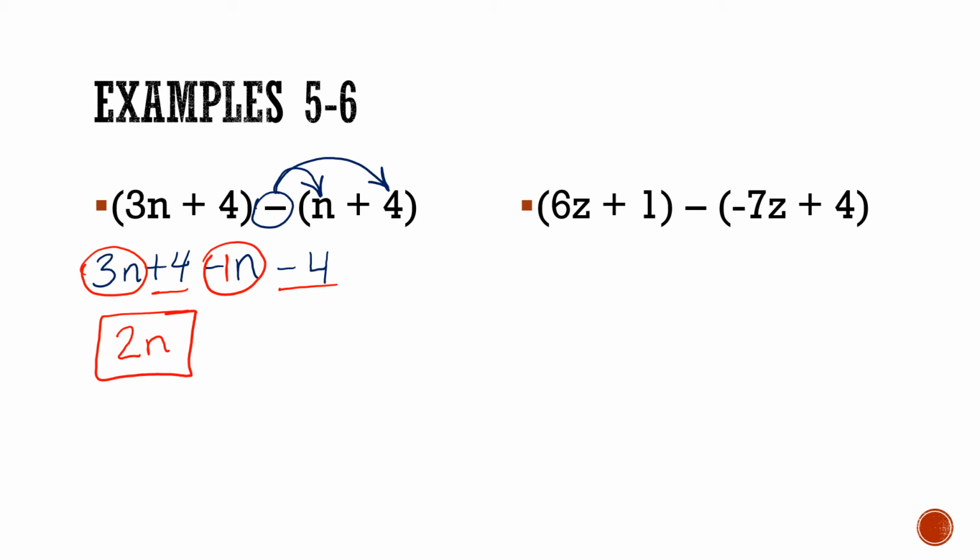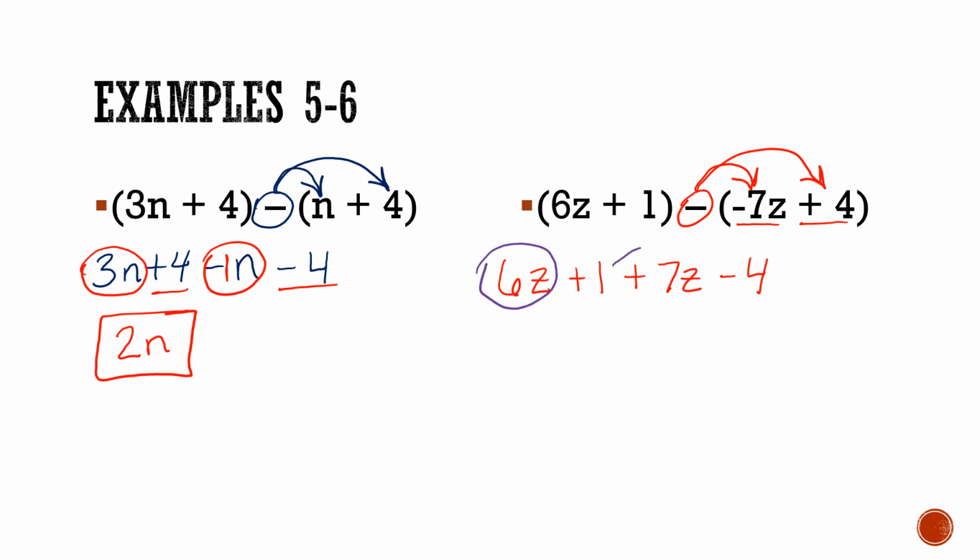Okay, in number 6, we're going to bring down our 6z plus 1. And again, we've got this negative sign that has to be distributed. So this negative 7z, having a negative distributed to it, will make it positive 7z. And this positive 4, having a negative distributed to it, will make it negative 4. And then you combine your like terms. So 6z plus 7z is 13z.